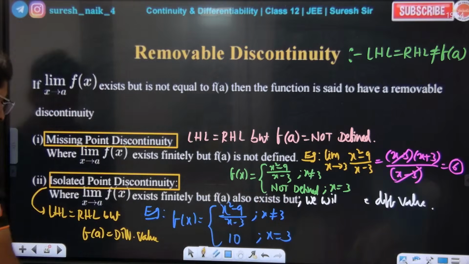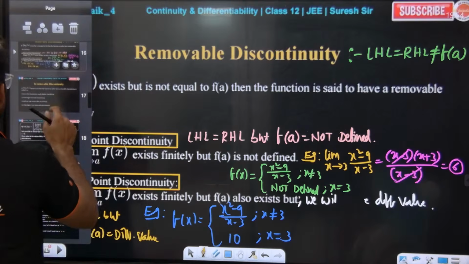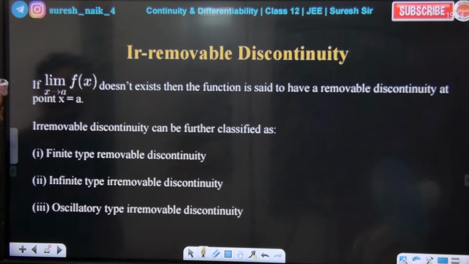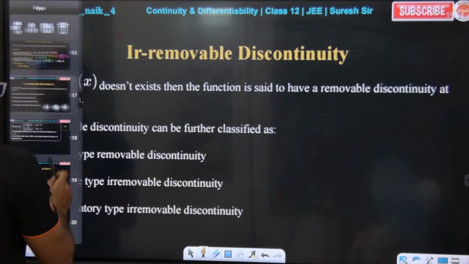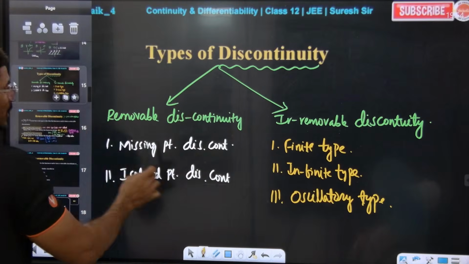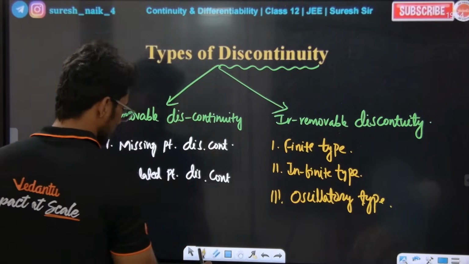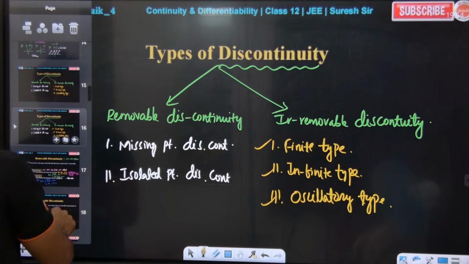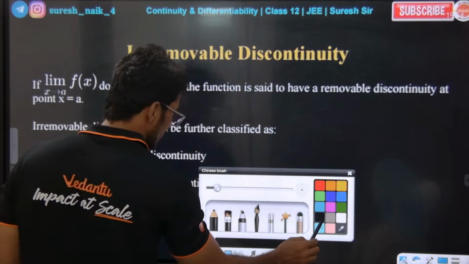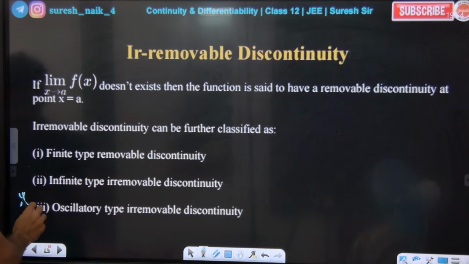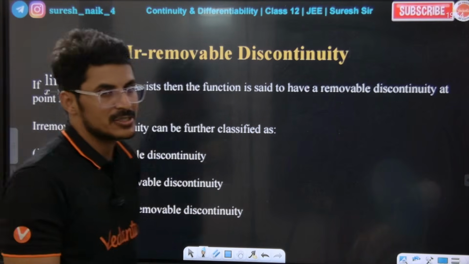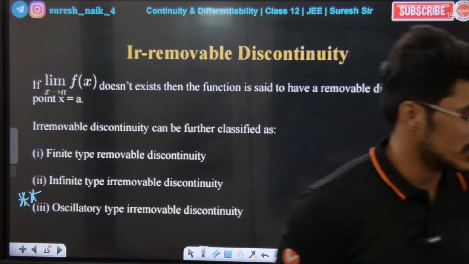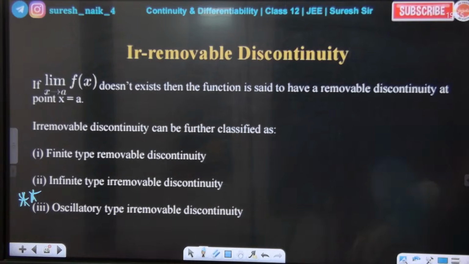Very simple, sir. So this is the removable type. Next is the irremovable type. What did Suresh sir say, how many types of irremovable? First finite, infinite, oscillatory, 3 types. So I'll discuss one by one. Very important. Among all these 3, the third one, the oscillatory type, is very very important.